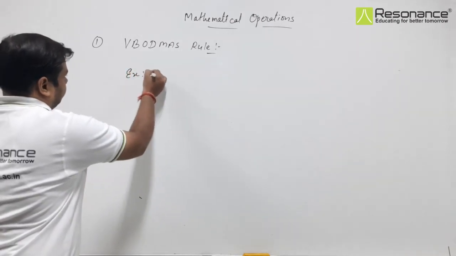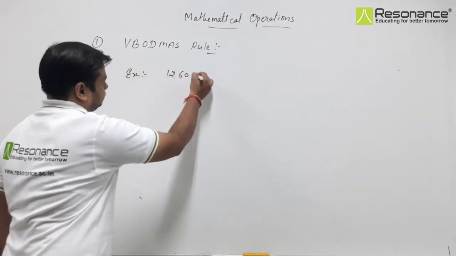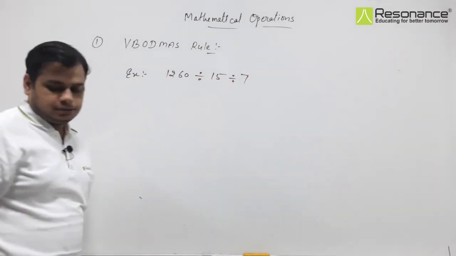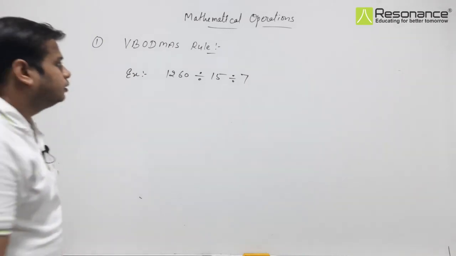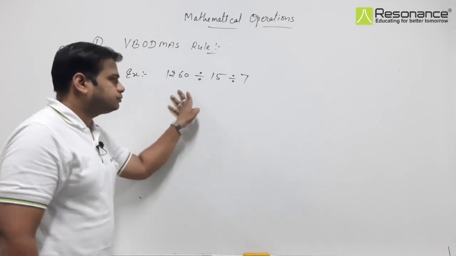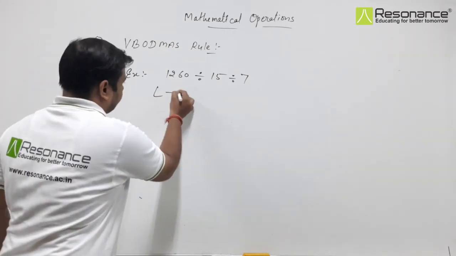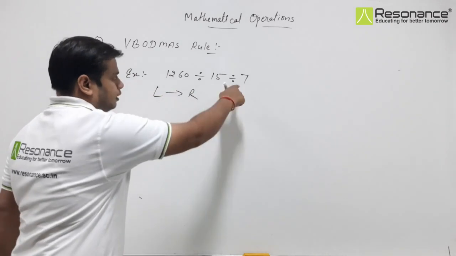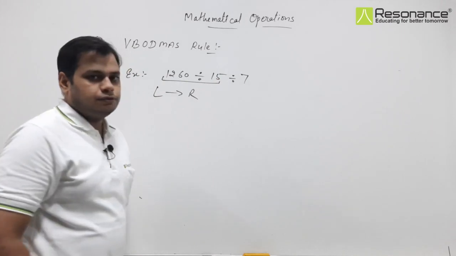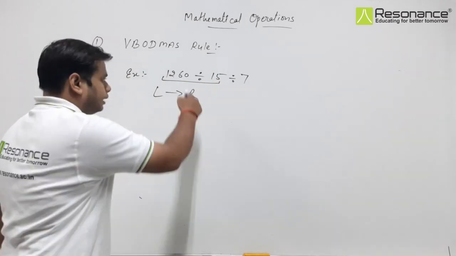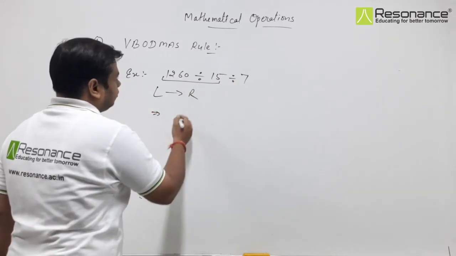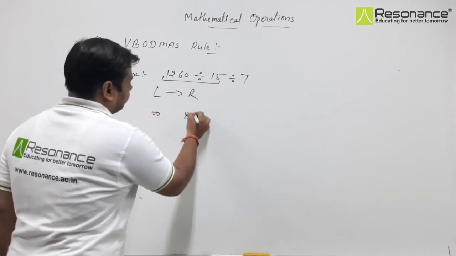Another example we can have: 1260 divide by 15 divide by 7, and we have to solve this equation. Whenever we have a division sign in sequence, then we have to solve the whole equation from left to right. That means this first division will have to be solved, then the resultant should be divided by 7. So 1260 when divided by 15 will give us 84.